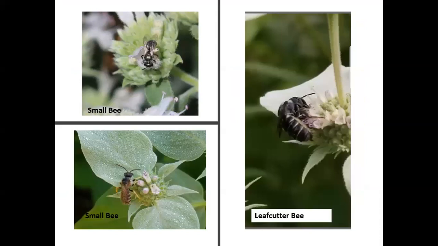Here's a good example of a couple different ones that would fall under that small bee category. As we can see, they're not honeybees or bumble or carpenter bees. So any bees that we see are going to fall into this broad other bee category.